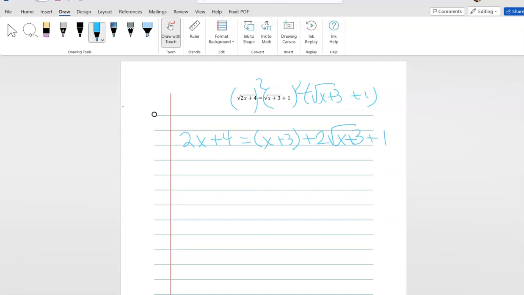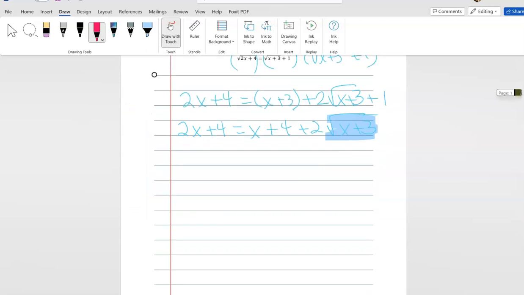Okay, now I'm going to clean up. 2x plus 4 equals, okay, what do I got here? I have an x, I have a 4 plus 2 radical x plus 3. So at this point, I still have a radical left. That means I need to do it again. So I didn't get it all gone, but I did get rid of one of them, so I'm feeling something.